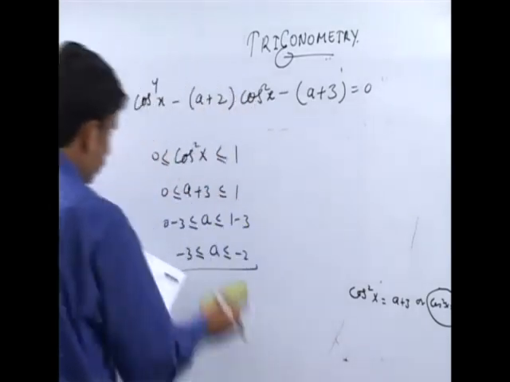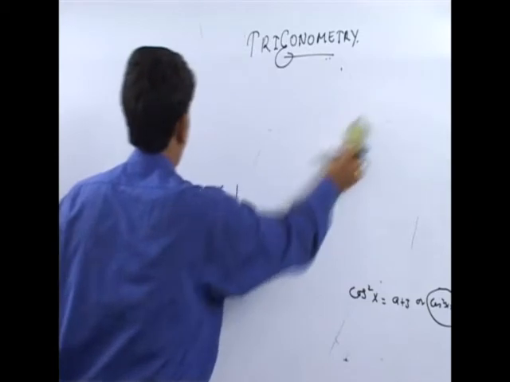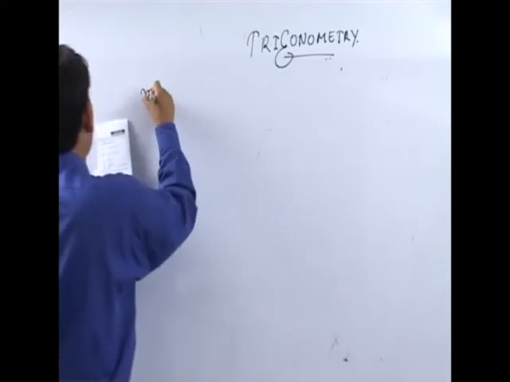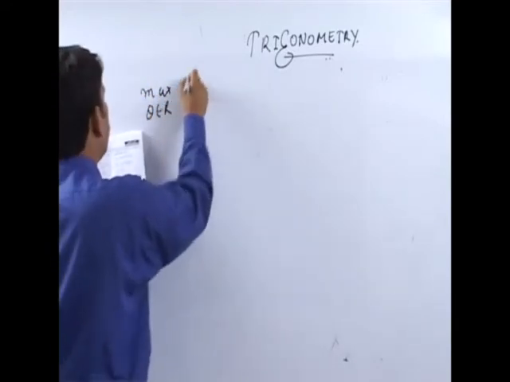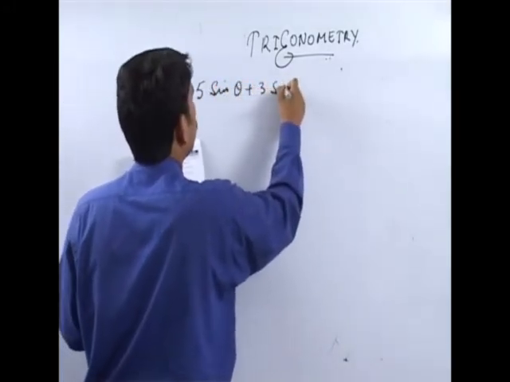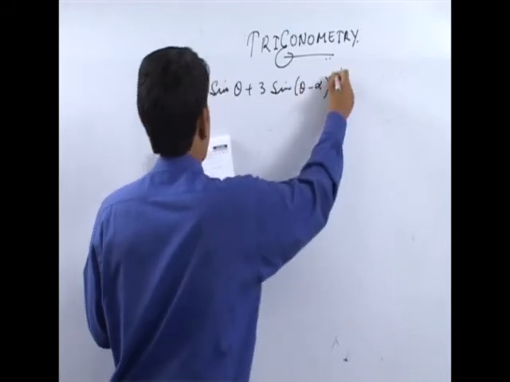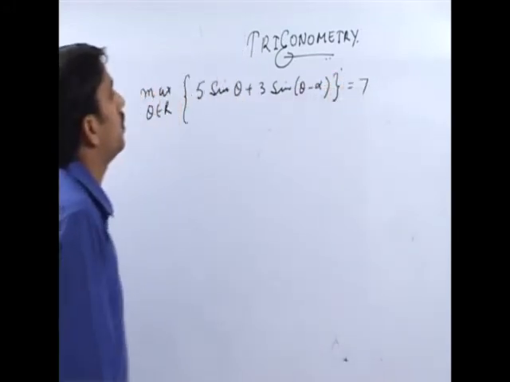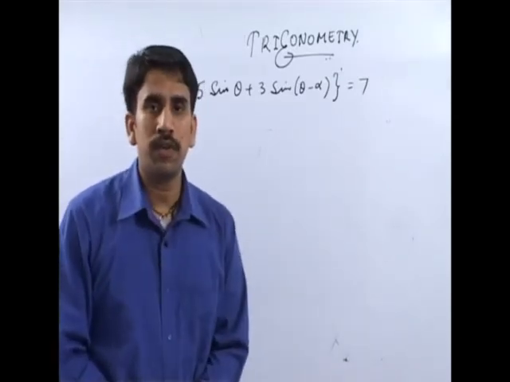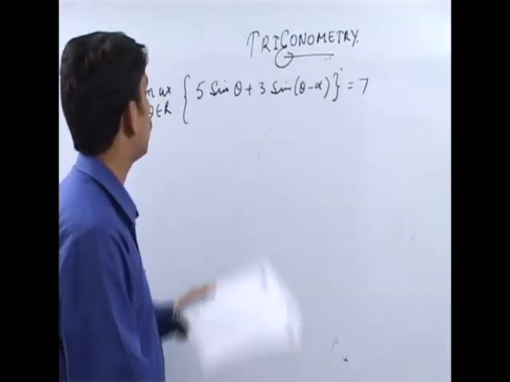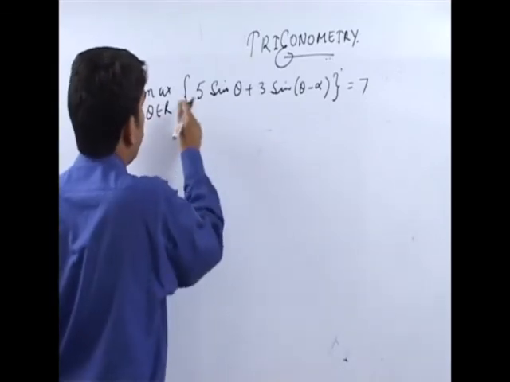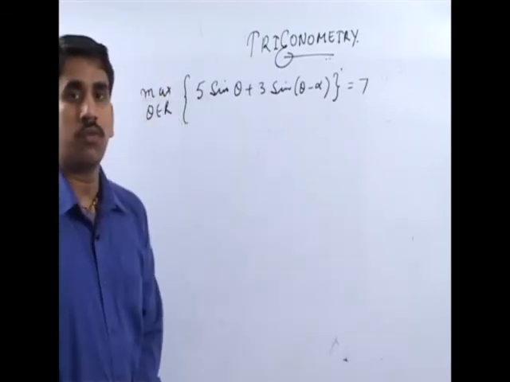Now the next question is, if the maximum over theta belongs to R of 5 sin theta plus 3 sin of theta minus alpha is equal to 7, then you have to find out the possible value of alpha. To find the possible value of alpha here, first of all we will solve the expression in the curly brackets.